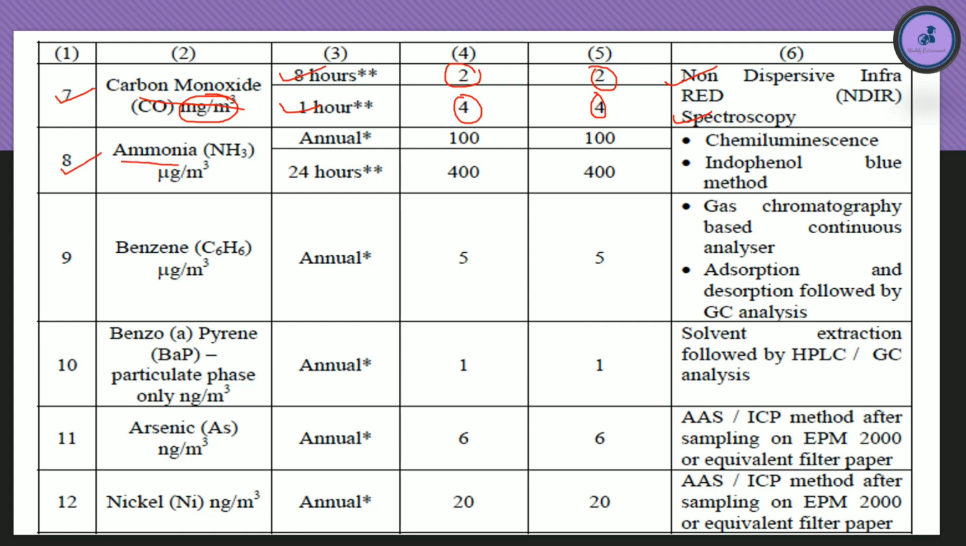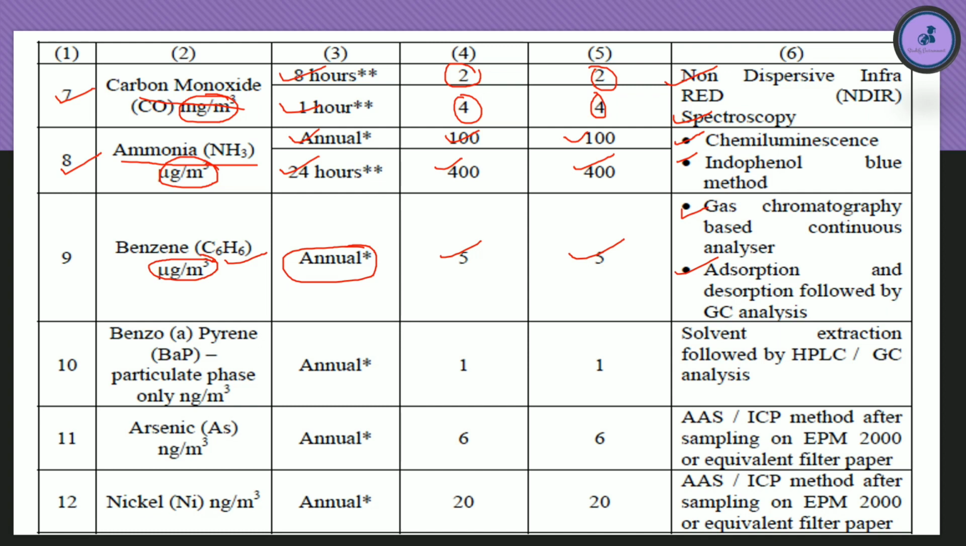The eighth gas is ammonia. It is also measured in microgram per cubic meter, and for annual its value is 100 and 100, and for 24 hours its value is 400 and 400. The chemiluminescence and indophenol blue methods are used here. Ninth gas is benzene, that is C6H6. It is also measured in microgram per cubic meter, and we cannot measure it over 24 hours. It is only measured annually. Its value is 5 and 5, and it is measured by gas chromatography and adsorption and desorption followed by gas chromatography analysis.